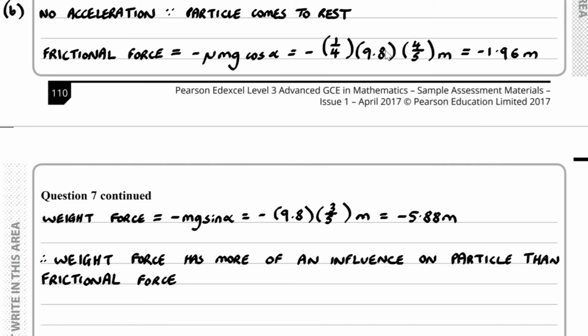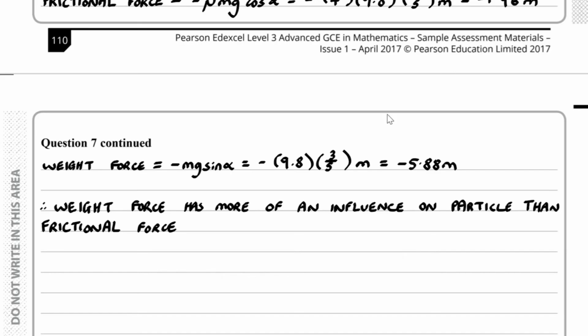So what we can see then is the weight force, which is minus 5.88 m, has more of an influence on the particle than the frictional force, which is minus 1.96 m. So the magnitude of the weight force is greater than the magnitude of the frictional force. And so what we can conclude from this then is the particle does not move.